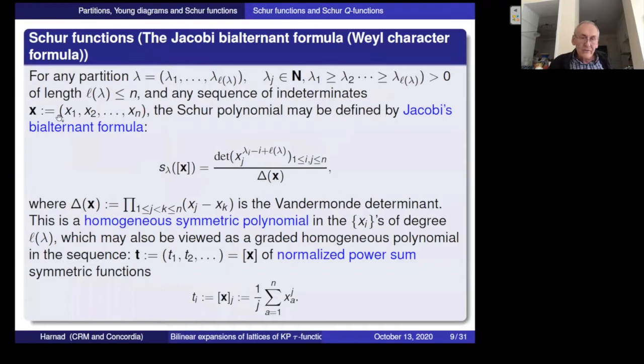Here's a Schur function. Think of it as a function of these variables. I've taken a finite number of bosonic variables, x1 to xn, but remember that we can always re-express this in terms of the power sums, and those are the KP flow variables.